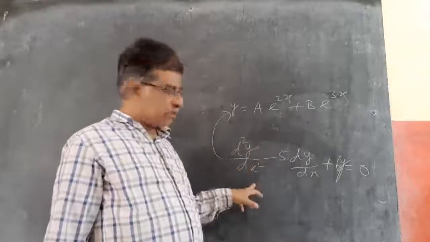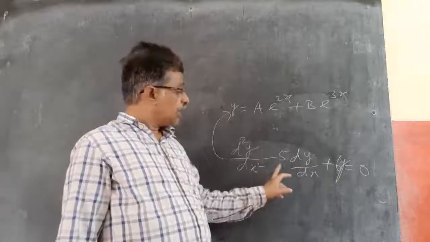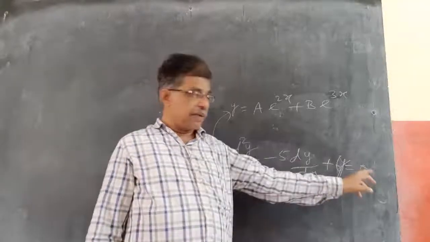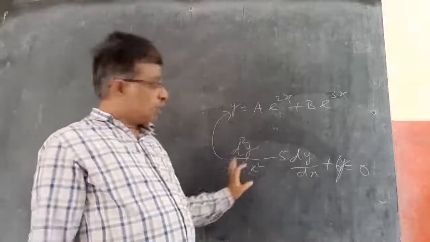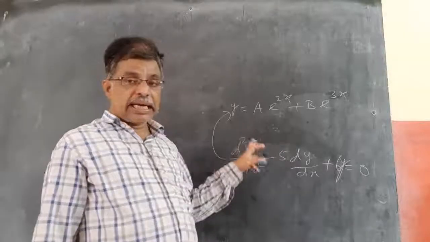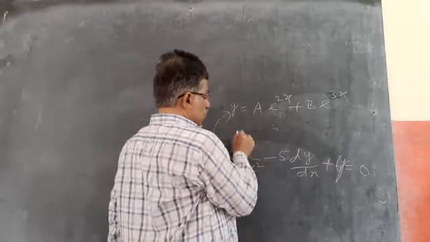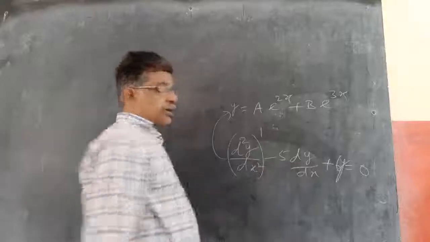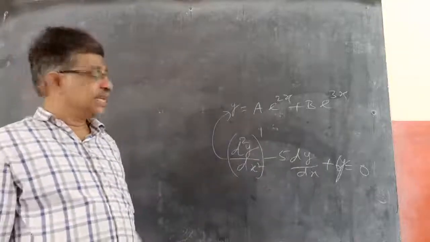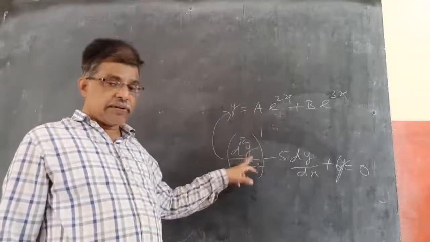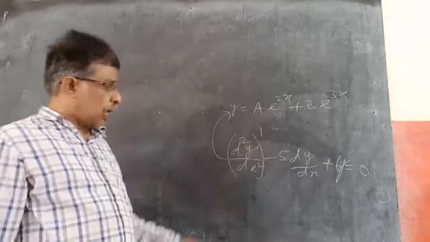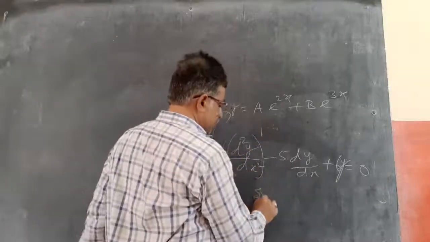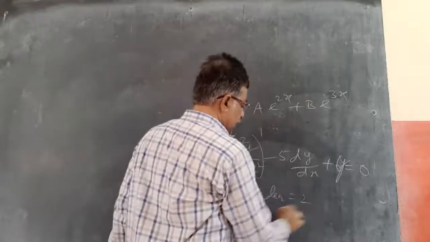Second degree differential equation: d square y by dx square minus 5 into dy by dx plus 6y. This is a polynomial whose order is 2, degree is 1. Order is 2, but degree is the highest power of the highest derivative. So the highest power of d square y by dx square is 1. So the order of this differential equation is 2 and the degree is 1.